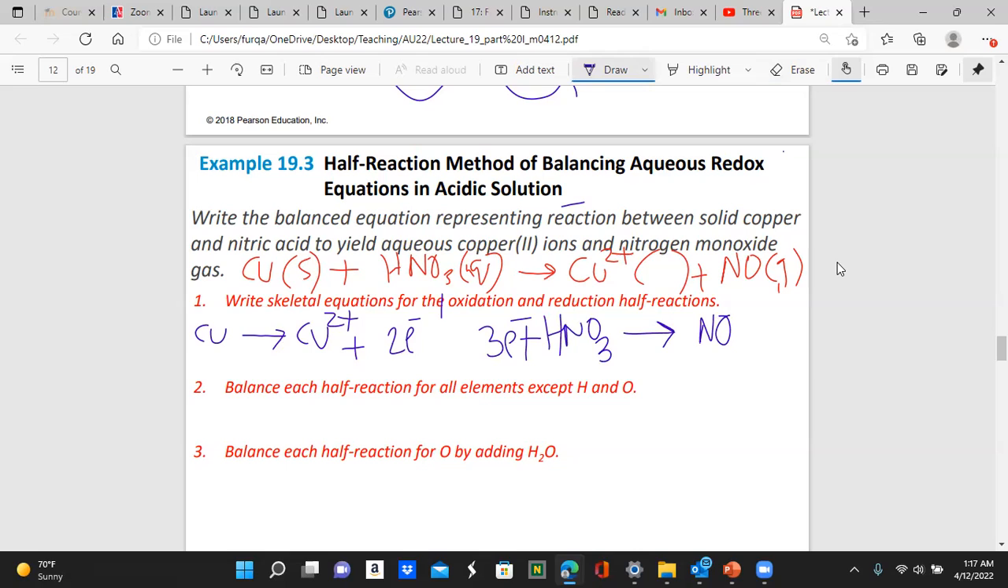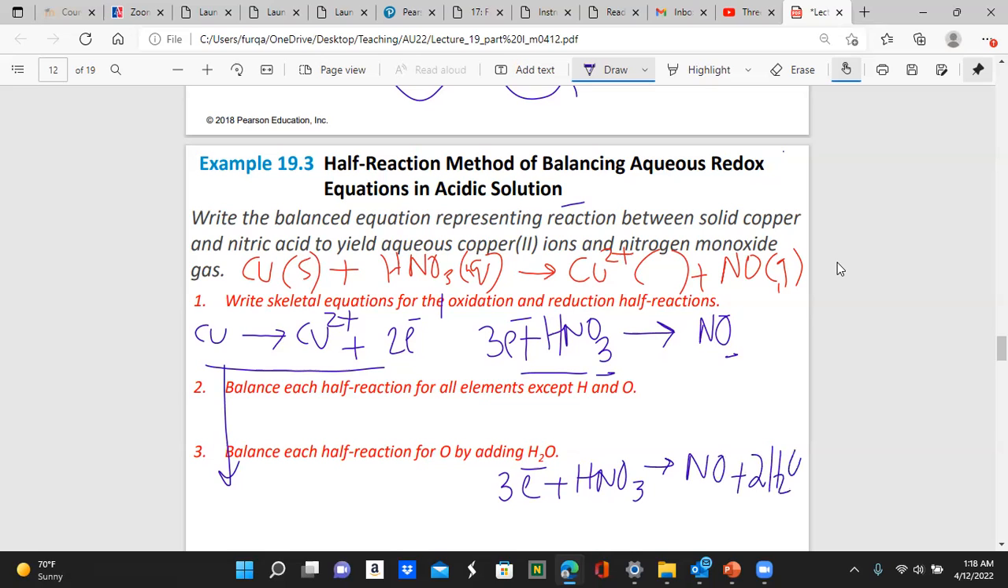Now, balance each half reaction for all elements except hydrogen and oxygen. In this equation, everything is already balanced, so I really do not need to do anything here. I do not have any hydrogens and oxygens there. But in this one, I have 3 oxygens here and only 1 oxygen there. So how many water molecules must I add? For this one, H2O. That's going to bring 2 more oxygens.